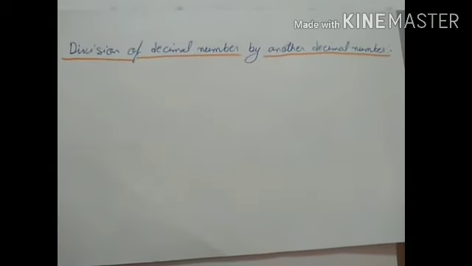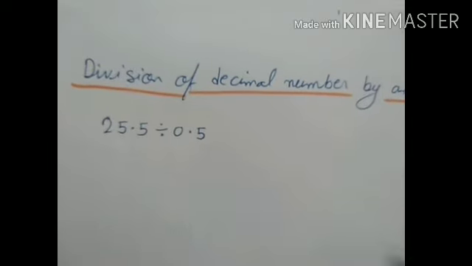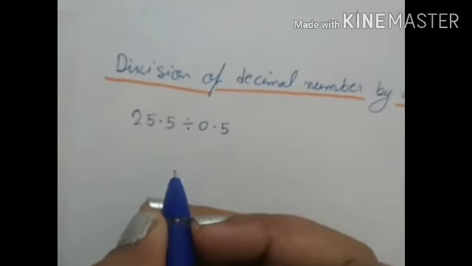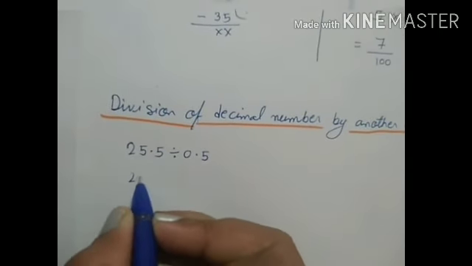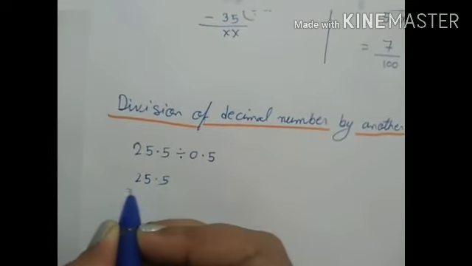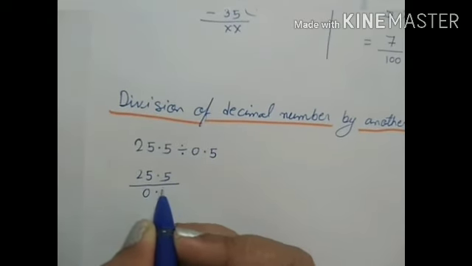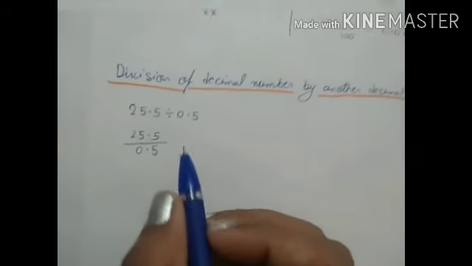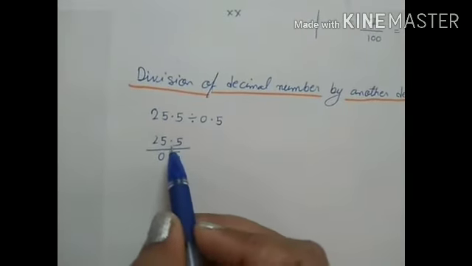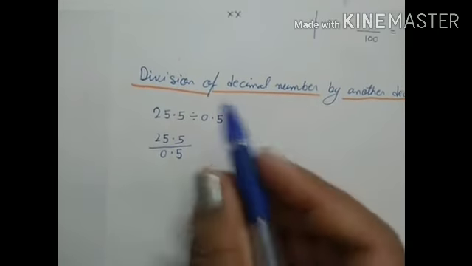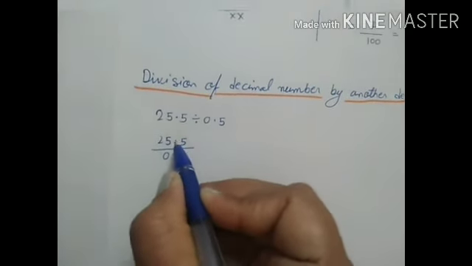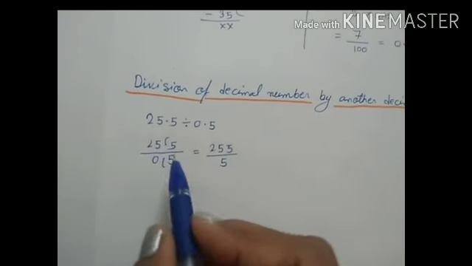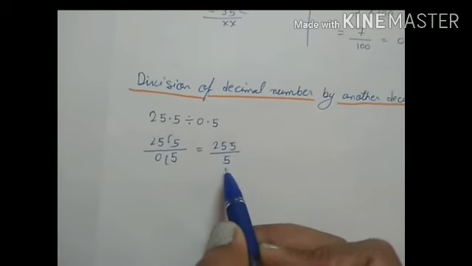Now the third type of questions are when we have to divide a decimal number by another decimal number. So let's take an example. 25.5 divided by 0.5. So we can write it in the form of a fraction like 25.5 upon 0.5. Okay. So now you can see in both the numbers after the decimal we have one digit. So we can just simply cancel the decimal. So we have just removed the decimal sign and we get 255 divided by 5.